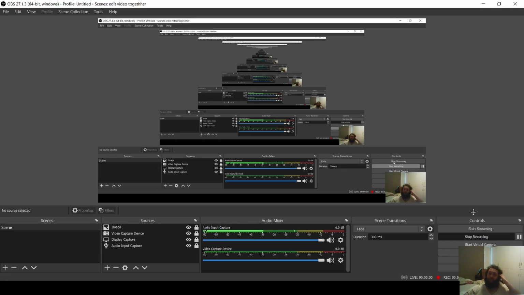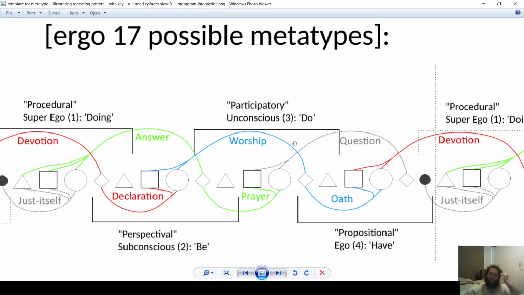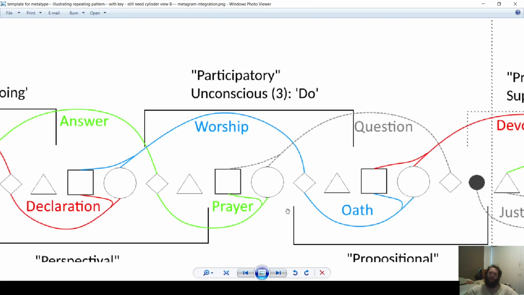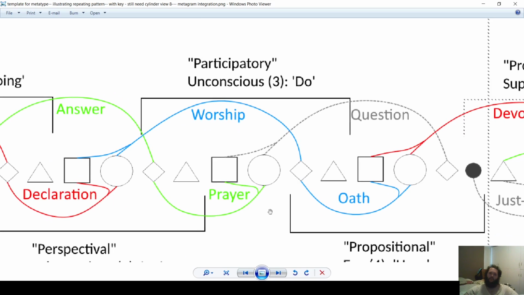Okay, so I've been re-watching some of my own videos and realizing what's missing in some of my presentation, sort of remembering things that I used to be able to explain quite well about metatypes. So I'm just going to revisit the basic six elements within a metatype, because I think there is a useful analogy which you can take from the scriptures.